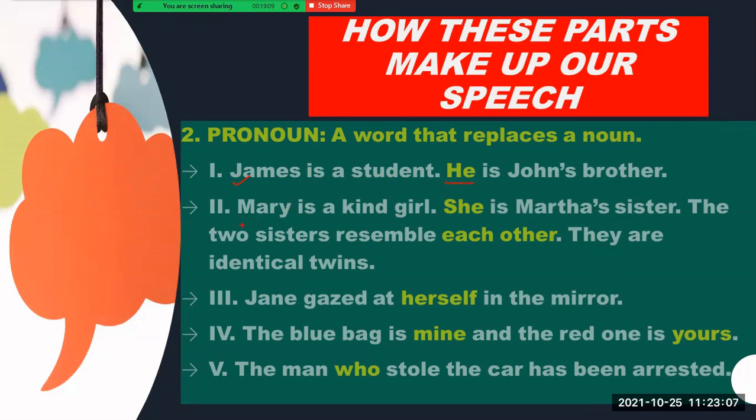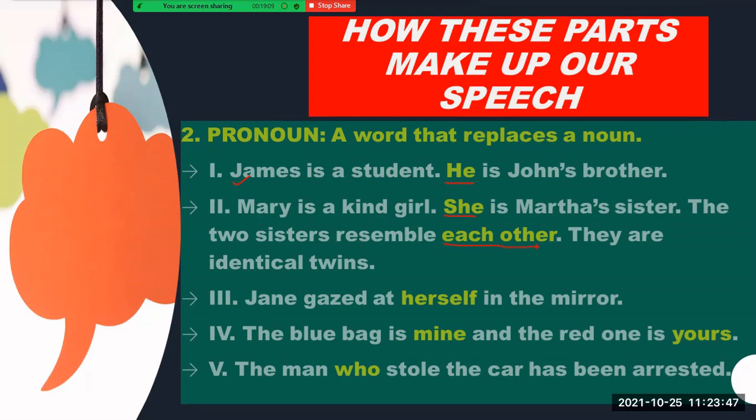Then example 2, Mary is a kind girl. And once we have mentioned Mary, we can now use a pronoun to replace Mary. Mary is a kind girl. She is Martha's sister. Then we go further to talk about them. The two sisters resemble each other. So instead of saying the two sisters resemble the two sisters, which of course will sound confusing and monotonous, we use each other, which is a type of pronoun.